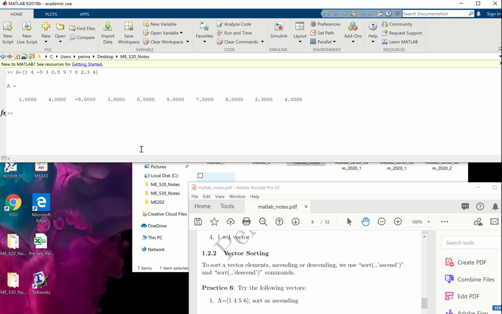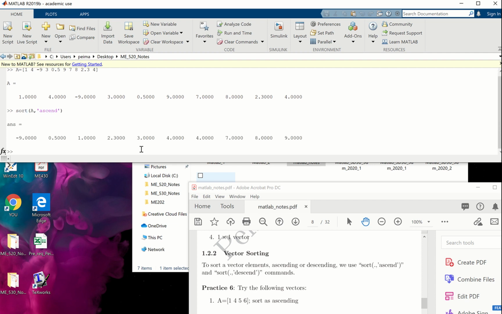That's right. Now try the following vectors. If I say sort, vector A, ascend, what you get is this. Starting from the very smallest number, here is -9, then 0.5, 1, 2.3, 3, 4, 4, 7, 8, 9. So it's sorting in ascending order. This is how we sort a given vector. We define the vector and sort vector A in ascending manner.